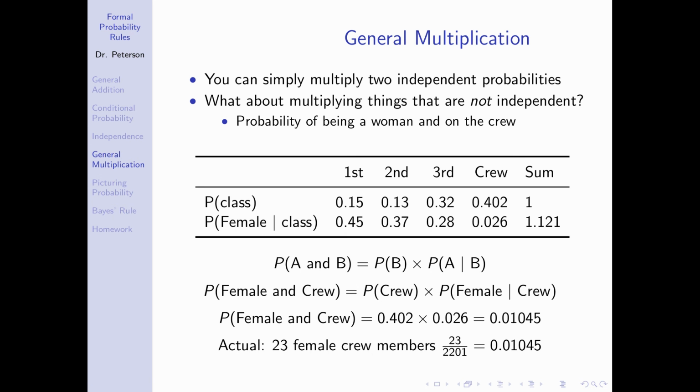We can check this against the actual results that tell us that only 23 people on the Titanic were female crew members out of the total 2,201, which reduces to the same about 1% value that we calculated.